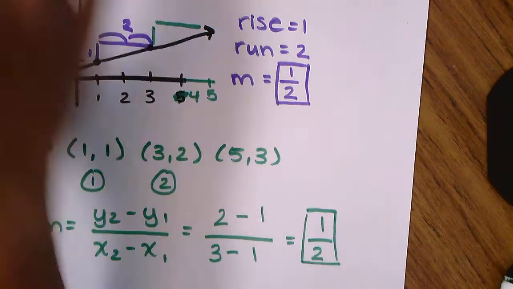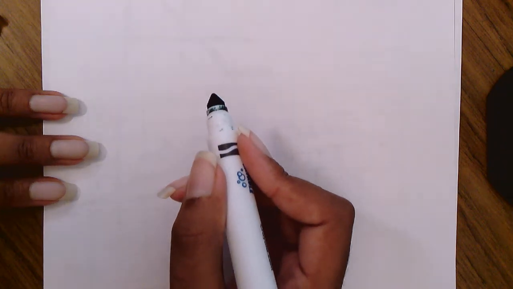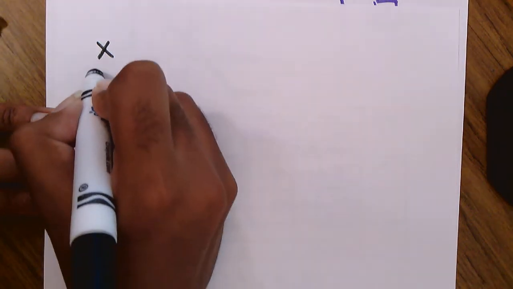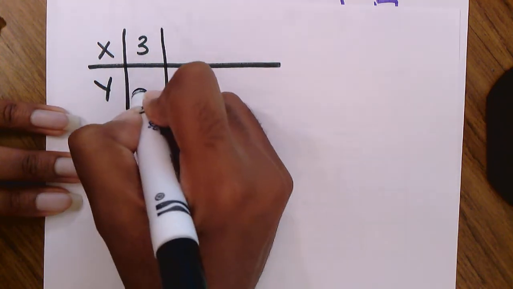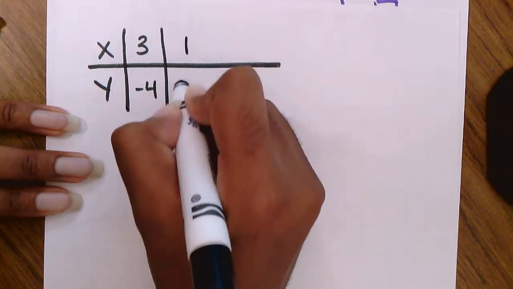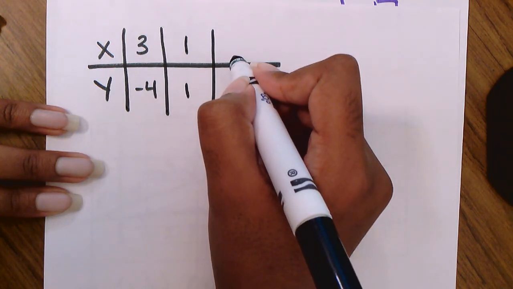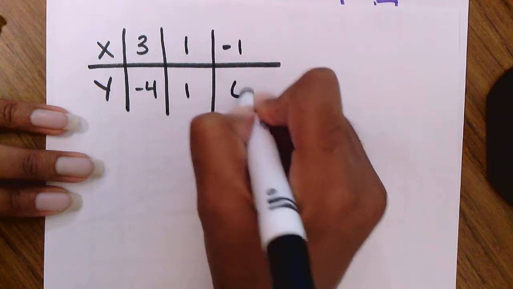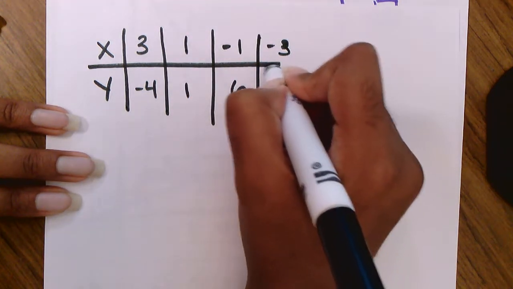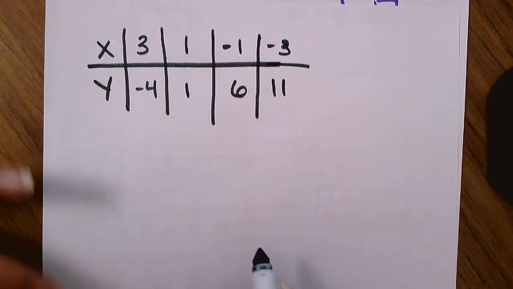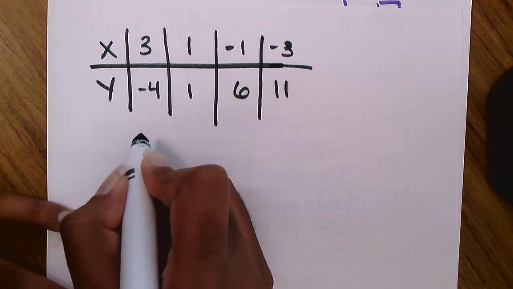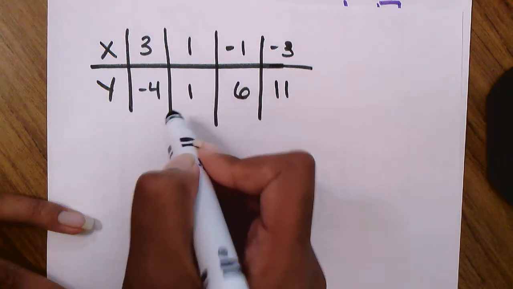And last but not least, if you are given, let's say, a table. So let's say you're given a table, and I'll give you some different numbers. Let's say you're given a table like this, and let's make it a horizontal table. 3, negative 4, you have the point 1, 1, you have the point, sorry, negative 1, 6, and the point negative 3, 11. So I'm looking at something, so hopefully these do make a line. It says they do. What I would do, again, I would just convert these to ordered pairs.